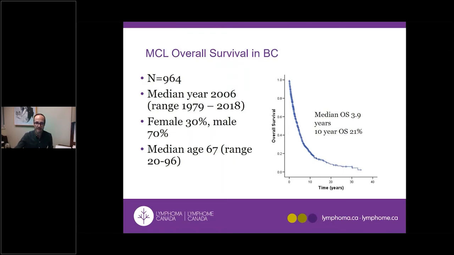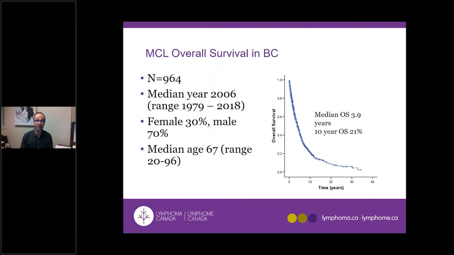And a figure that I look at a lot is the median survival. So that would be at the 50%. How long does it take for 50% of your patients to die? So you look at this right here. It takes about 4 years. And the other way you could look at it is to say, well, at what point in time, what proportion of patients is alive? So at the 10-year mark, only 21% of patients are alive.